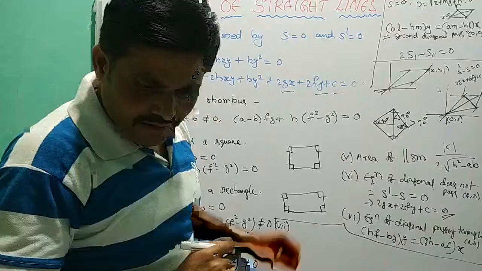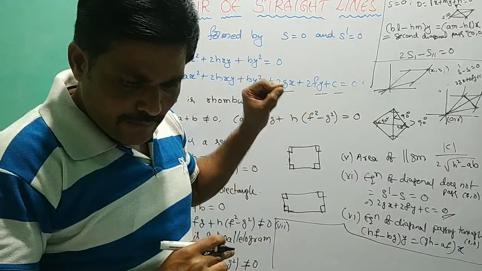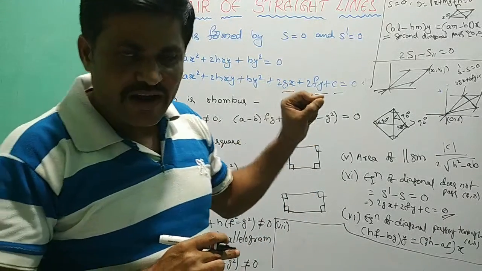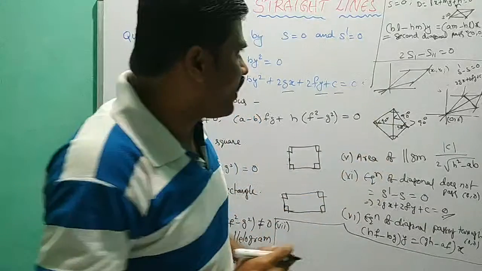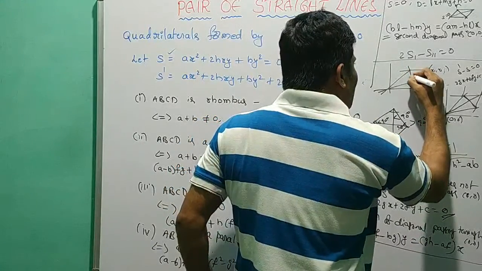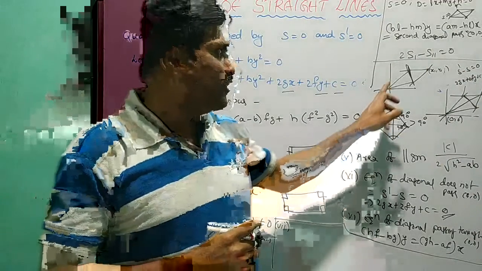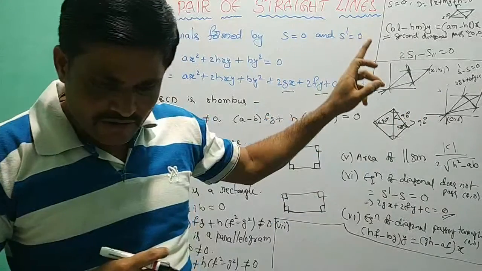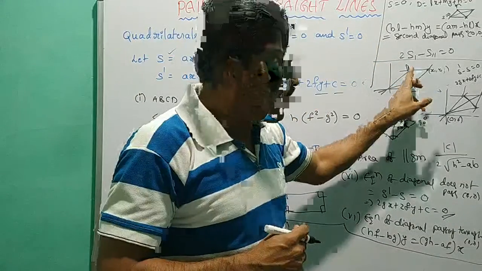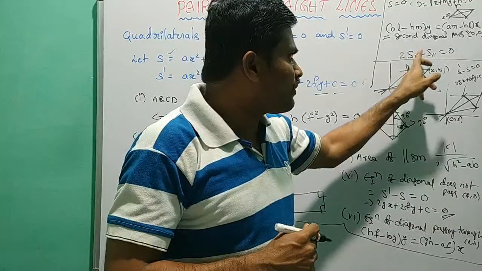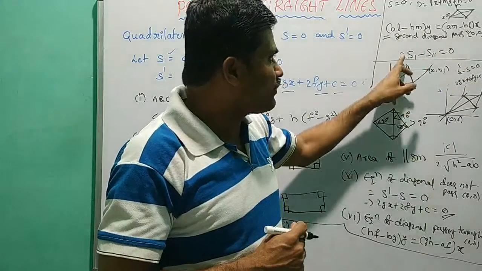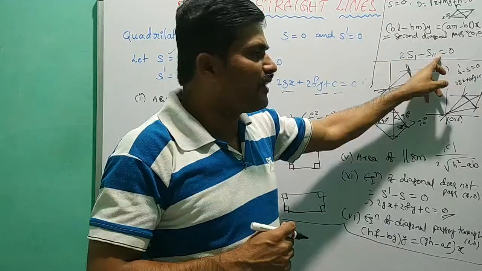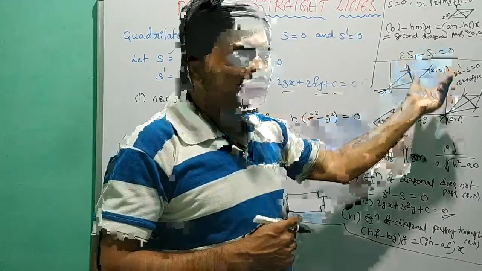Now in that we have to observe one pair of sides will be given. Find the equation of the diagonal that does not pass through the origin. So this diagonal does not pass through the origin. So here to find that diagonal, it is 2S1 minus S11 equals 0. Here we have to take 2S1 minus S11 equal to 0. This is one formula.